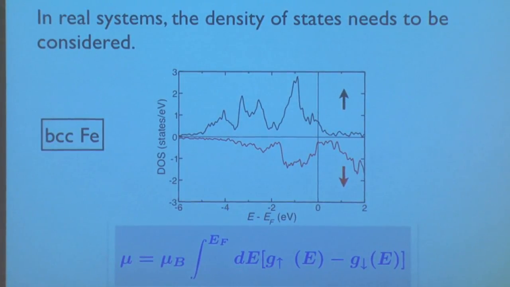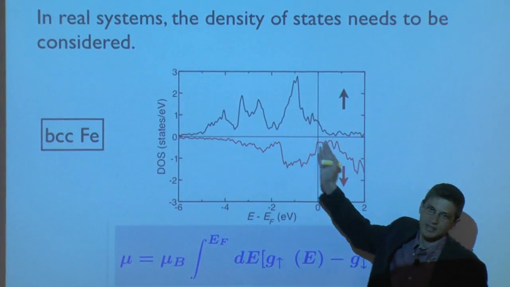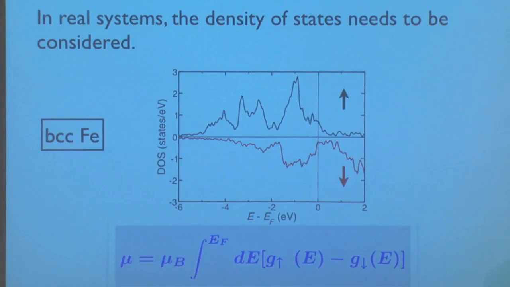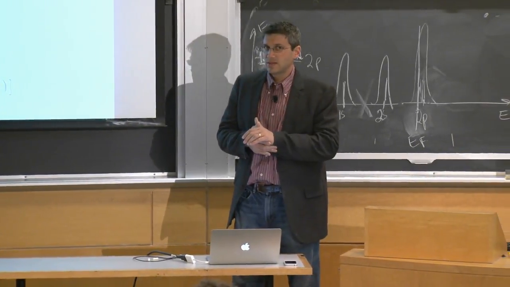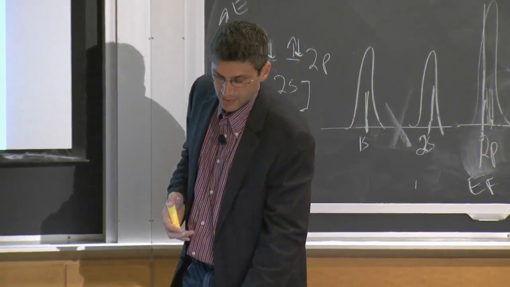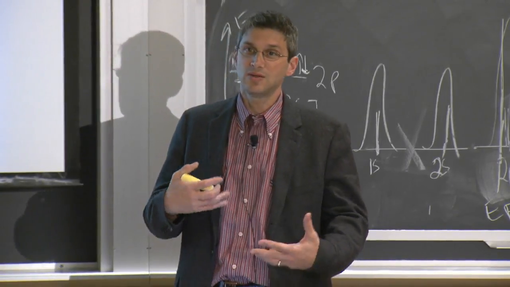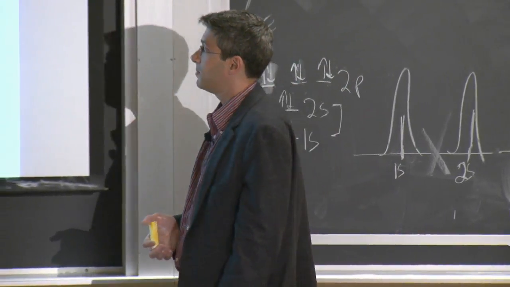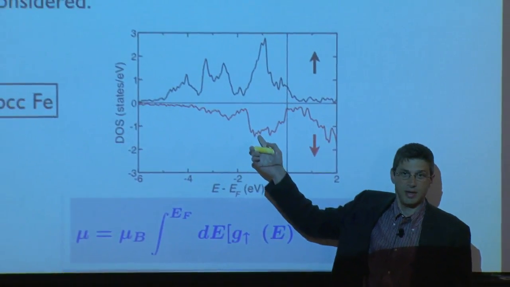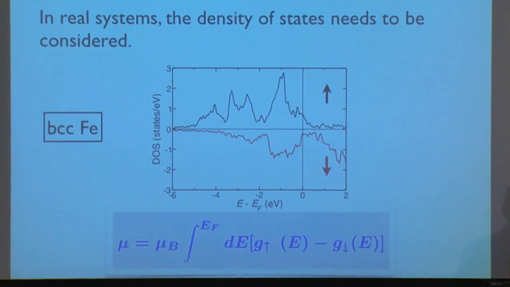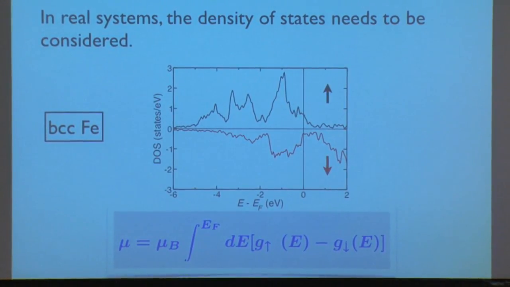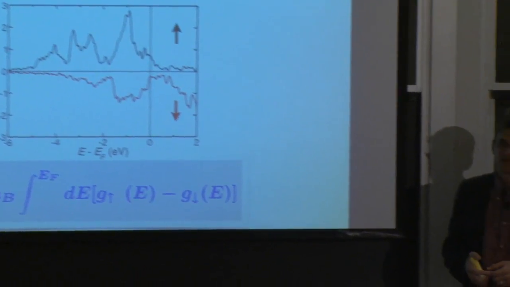Okay? So that's the same thing as just counting the number of up and the number of down, but now you're counting it in this very complex filling of states that happens in a material. Okay? Any questions? So if I did a calculation of iron with spin polarized checked no, then these would be identical, and I'd get no magnetism. Okay, and you can do that. You can actually do the calculation of iron with spin polarized checked no, and it's completely wrong. It's not the ground state of iron, right?